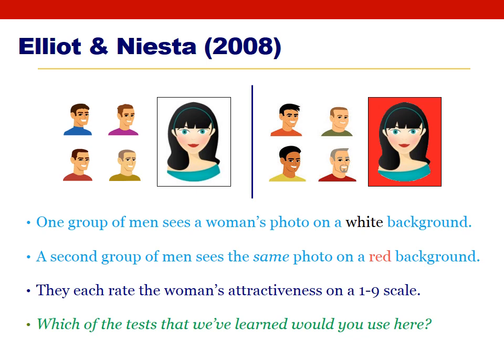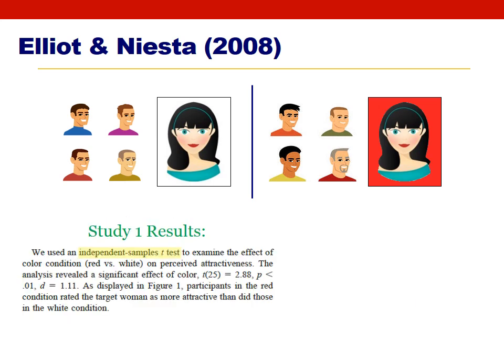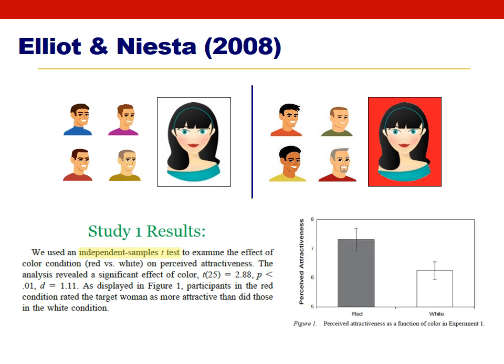Which of the tests that we've learned previously would you have to use to compare the mean rating of the white photo men against the mean rating of the red photo men? That's right. It's an independent t-test, because we'd be comparing two separate groups of men to see if their means are different. In this case, that's what these researchers did, and they found a significant difference. Overall, men who saw the woman's photo on a red background rated the woman as more attractive, compared to another group of men who saw the same photo on a white background.